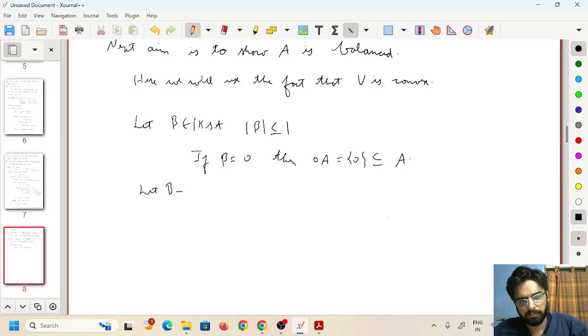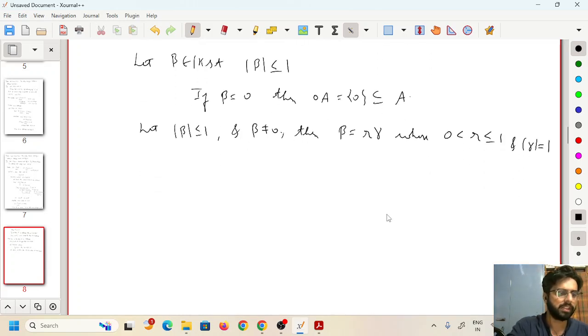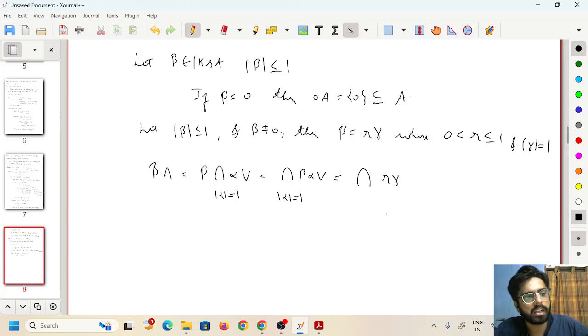So let mod beta be less than or equal to 1 and beta non-zero. Then we can write beta equal to R times gamma, where 0 is strictly less than R, less than or equal to 1, and mod gamma is equal to 1, where gamma belongs to K, right? We can always decompose beta like this, right? So beta times A is equal to beta times the intersection of alpha V over mod alpha equal to 1, which is equal to the intersection of beta times alpha V over mod alpha equal to 1, which is equal to the intersection of R times gamma times alpha times V over mod alpha equal to 1, right?